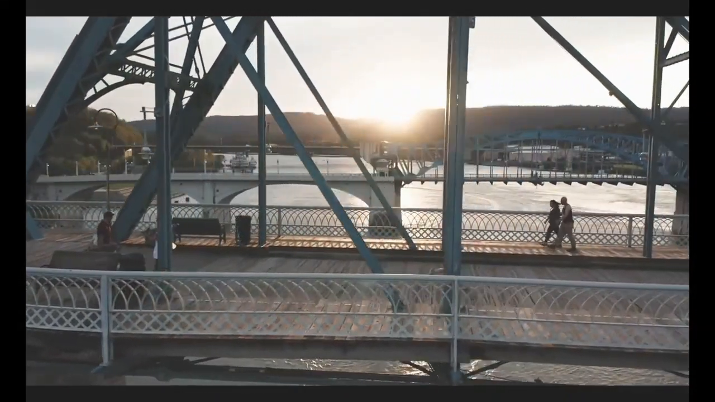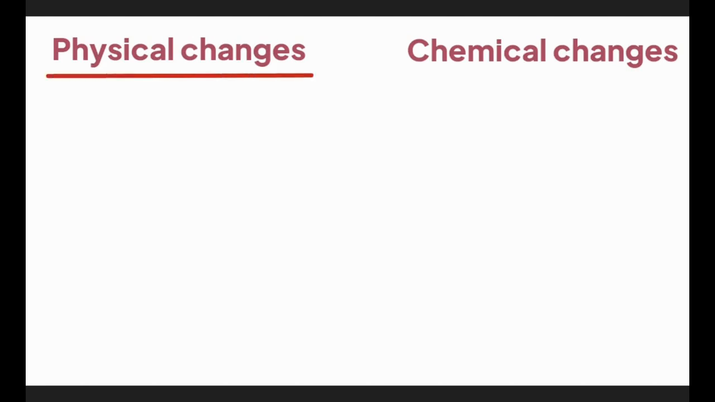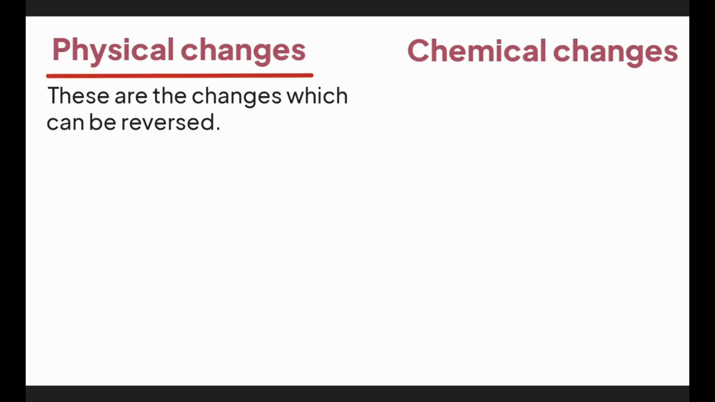In our daily life, we can see many types of changes. The basic changes are physical changes and chemical changes. What are physical changes? We have learned about this in earlier classes. Physical changes are changes which can be reversed.